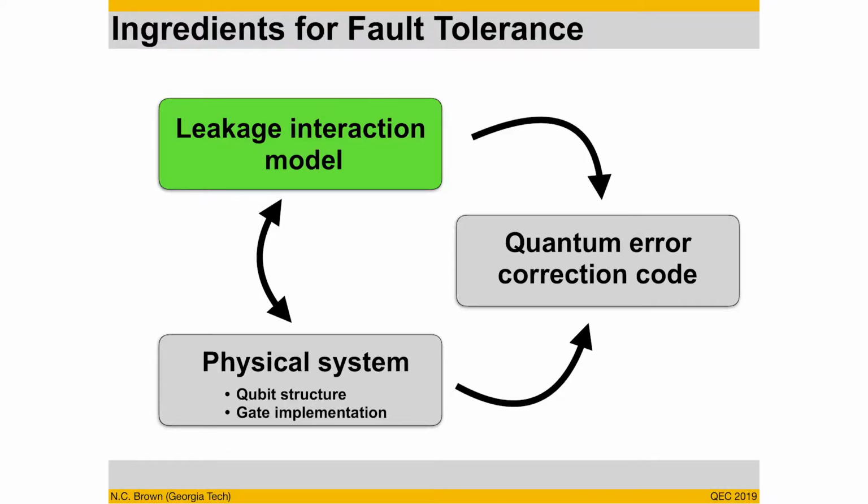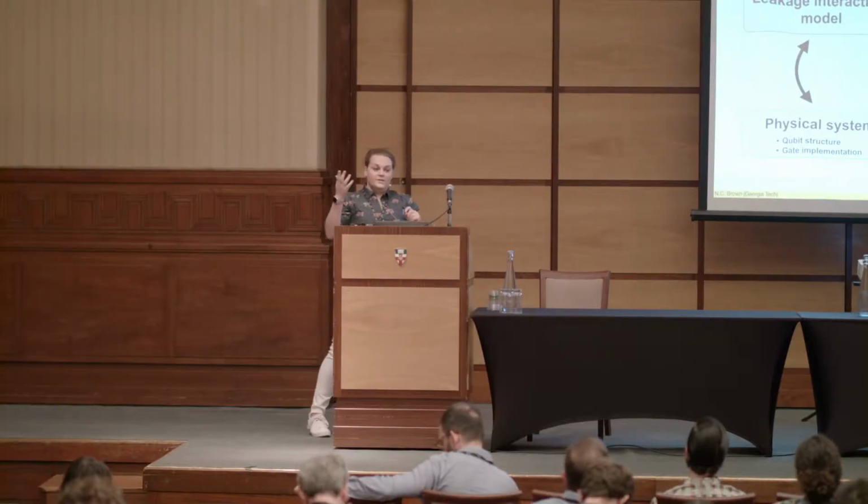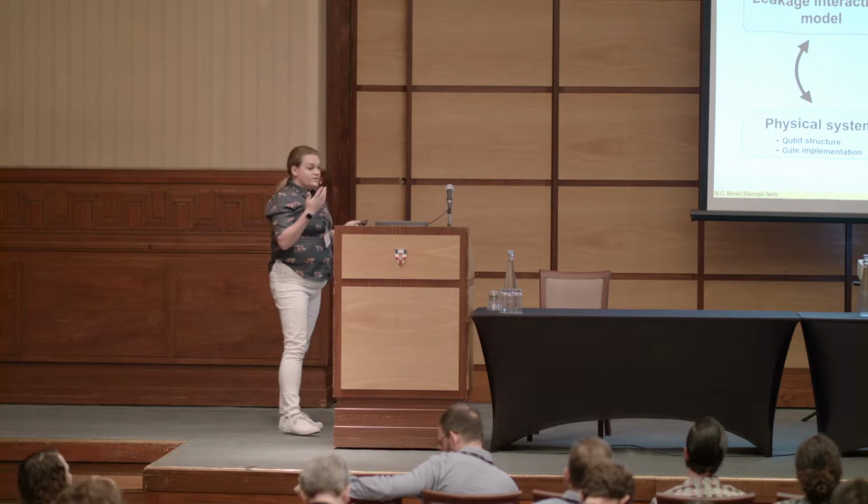So what are our ingredients for fault tolerance? Well, these three really work together in a meaningful way to get you fault tolerance. What I mean when I say leakage interaction model is, when a leaked qubit and an unleaked qubit go through a two-qubit gate, what happens to that unleaked qubit? And we'll discuss a few of those.